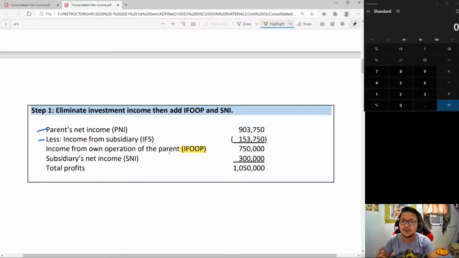Tapos, what you will have to do now, since this is already the income of the parent in his operation without investment income, 750, i-add mo ngayon ang subsidiary net income. Ito na ang magiging total profit of the parent and the subsidiary. Okay? Yan ang total profit natin, but that is not yet the consolidated net income. Relax tayo dyan. 1,050. Step number 1, eliminate investment income. Then add income from own operation and subsidiary net income.